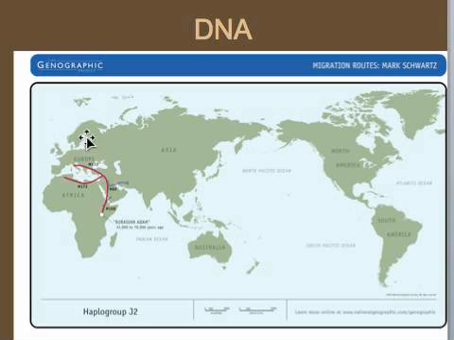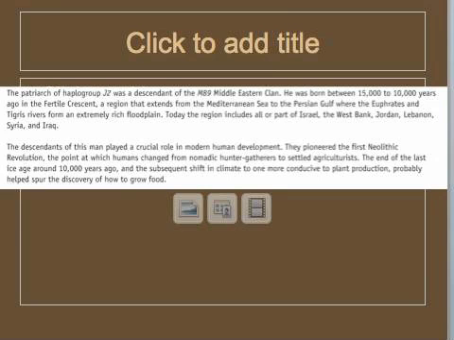I actually submitted my DNA to National Geographic, and there's other websites you can do this. 23andMe is another one, I think. I paid a fee, about $100, and they sent me back the results, and they said I had a haplogroup J2, descendant of a Middle Eastern clan. Descendants of this man played a crucial role in modern human development. They pioneered the first Neolithic revolution, the point at which humans changed from nomadic hunters and gatherers to agriculturalists. Right, so basically my ancestors created agriculture, so you can thank me later.